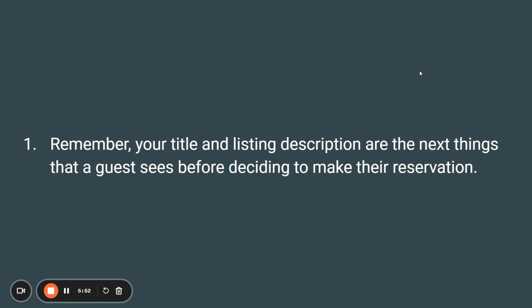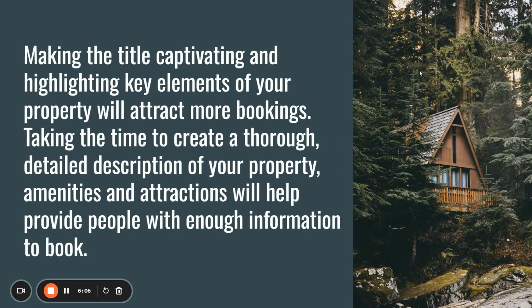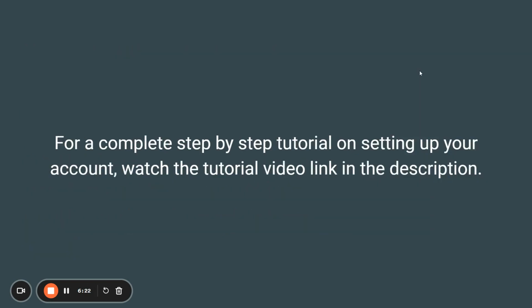And remember, your title and your listing description are the next things after the photos that a guest sees before they're deciding to make their reservation. So it really is super important to have your photos, your title, and your description on point here. Making the title captivating and highlighting any key elements of your property is going to attract more bookings. And taking the time to create a thorough, detailed description of your property, amenities, and attractions will help provide people with enough information where they feel comfortable to book.